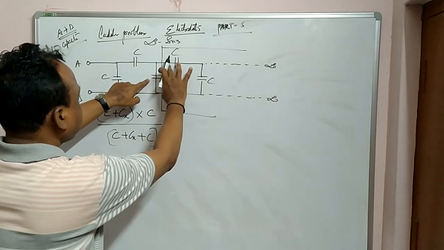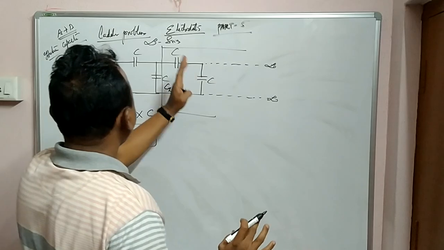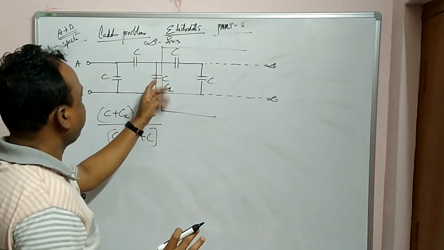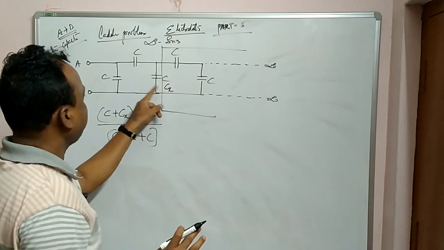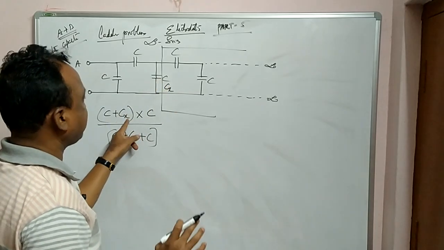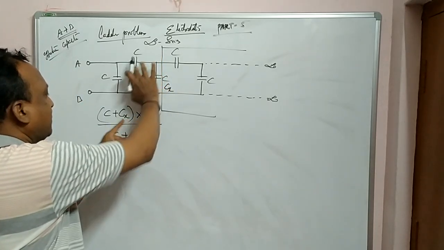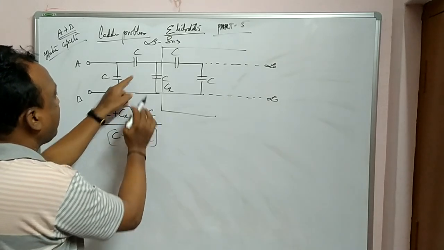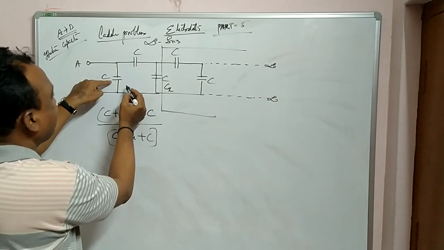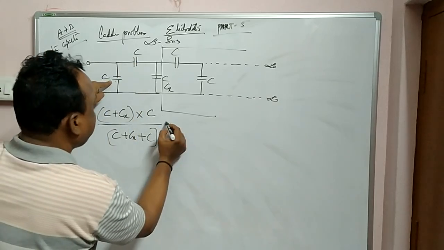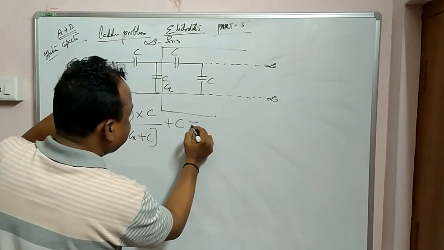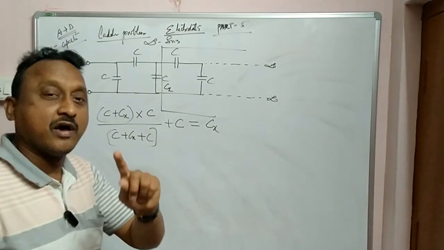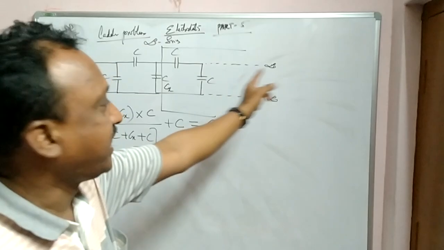Suppose you solve up to here. When the value is Cx, what is the value here? Cx and C are parallel, so C plus Cx. Again this one with series, so Cx into C by Cx plus C. And again this one is parallel, plus C. And this is equal to again Cx. This is the process you have to adopt in solving infinity problems.